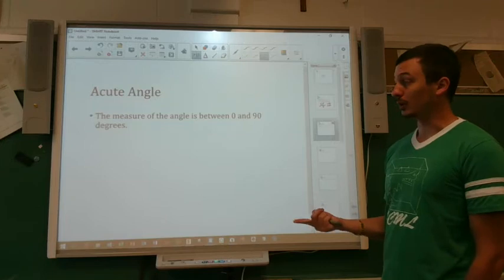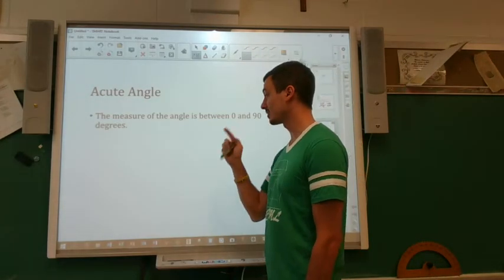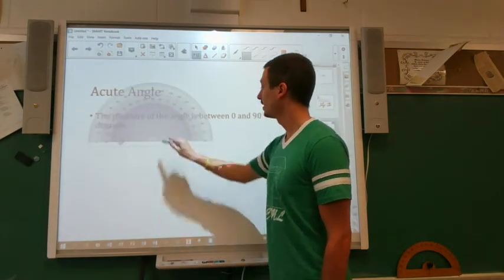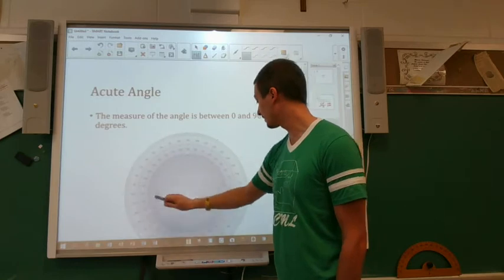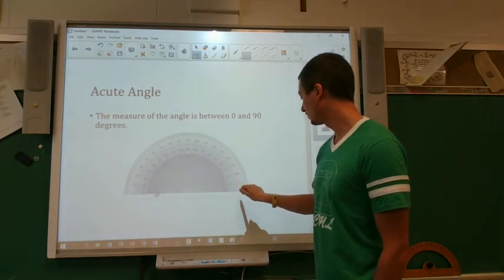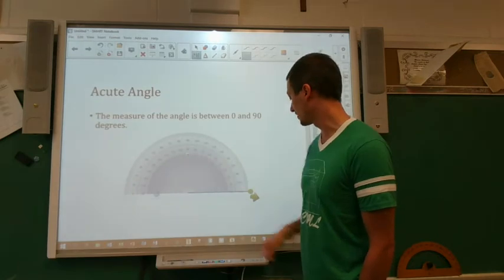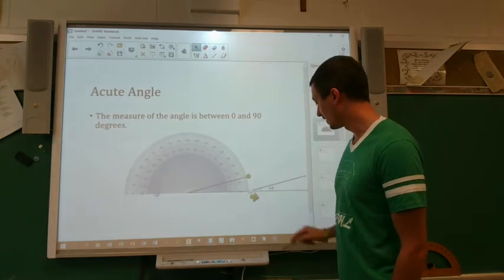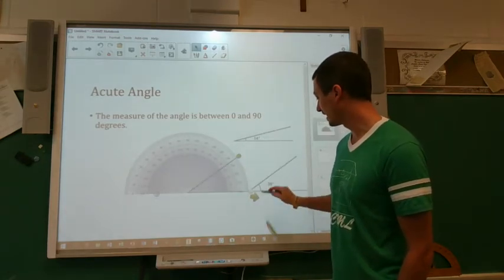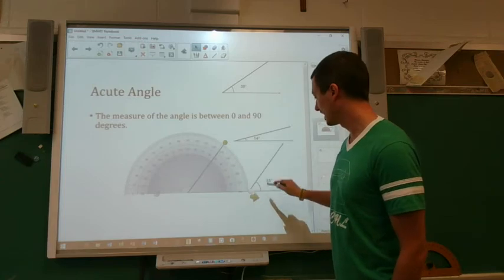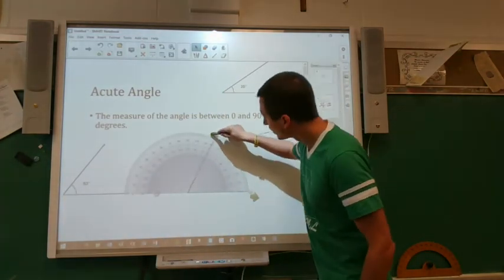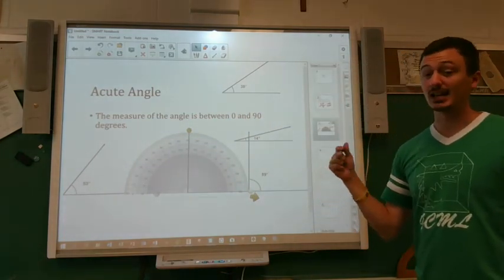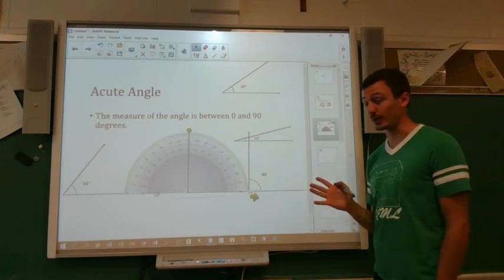So I'm sure you know about acute angles. An acute angle has a measure less than 90 degrees. So let's get a protractor in here, and so we can have any angle. There it is. That's an acute angle. That's an acute angle. That's an acute angle. And that's an acute angle because it's 89 degrees. As long as it's less than 90, it's an acute angle. So we're good with that.